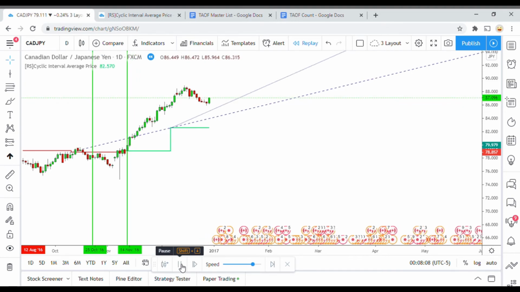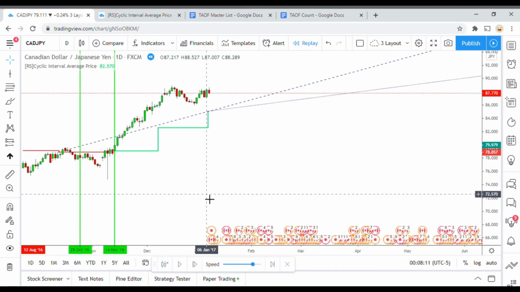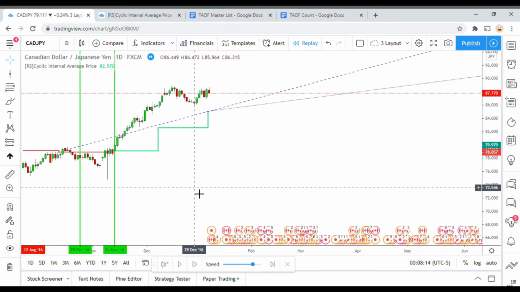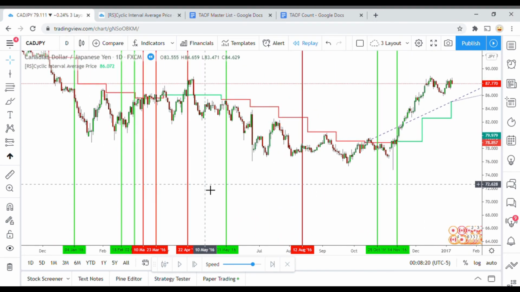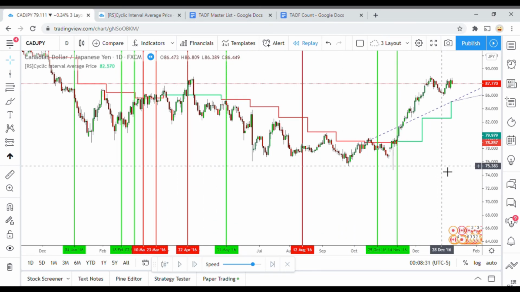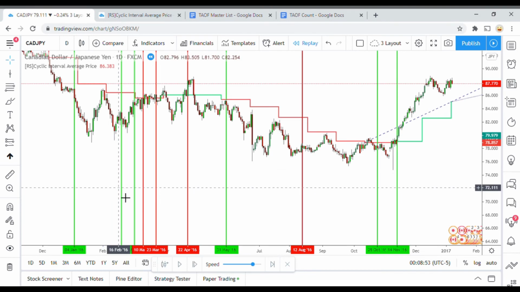Let's go ahead and play this out some more. And that puts us at the end of the year. Alright, so let's see what we got out of this. We have 1, 2, 3, 4, 5, 6, 7, 8, 9, 10. 10 signals all together. And we have 1, 2, 3, 4, 5, and 6. So 60% again on the nose.